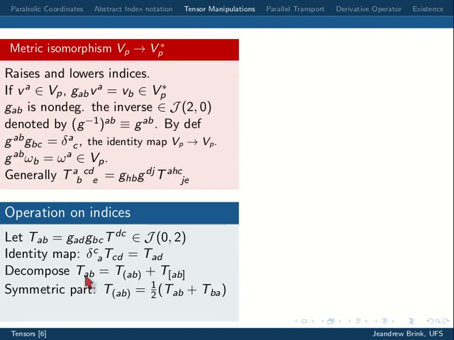So be very careful. In general, the ordering of where your slots are is very important. T_AB is not equal to T_BA, just in the same way that an ordinary matrix is not always symmetrical. But if you have a tensor and you want to get out the symmetric part, this is what the brackets do. If you want to get out the antisymmetric part, these square brackets basically mean a half T_AB minus T_BA.